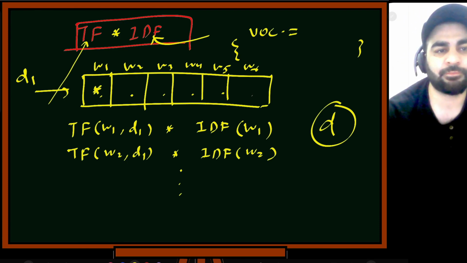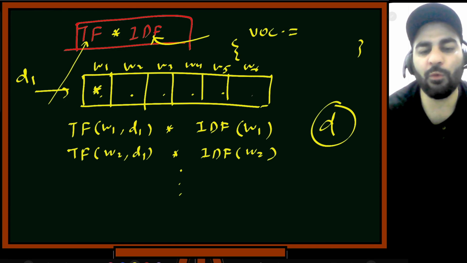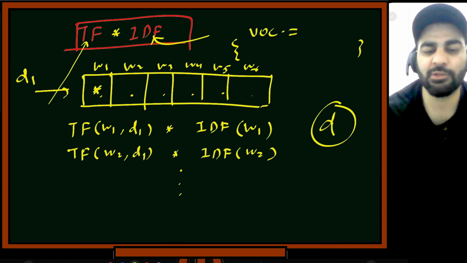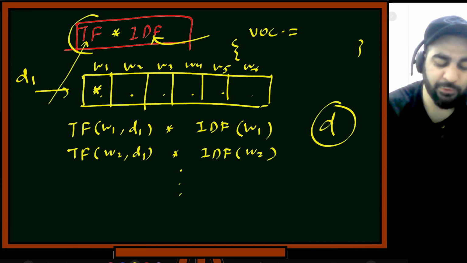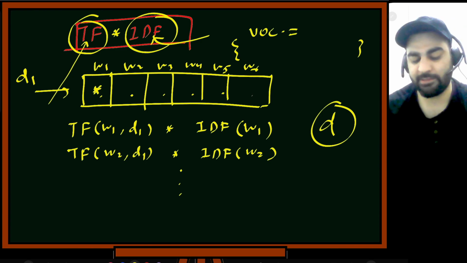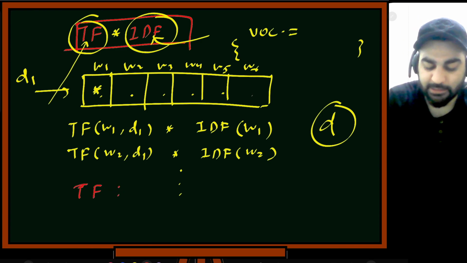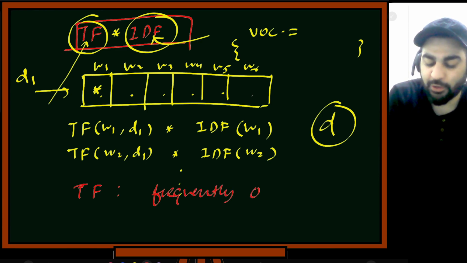Yes, sir. So now what is the significance of these? Here, term frequency tells you how frequently the word occurred, and IDF tells you how rare the word was. So this works by assigning value to words which are frequent and which are rare. The term frequency assigns some weight to frequently occurring words.